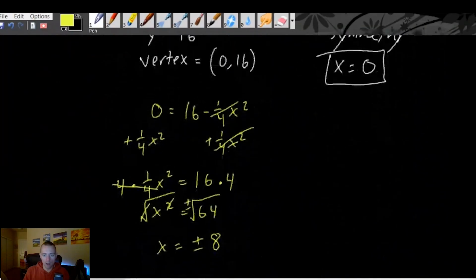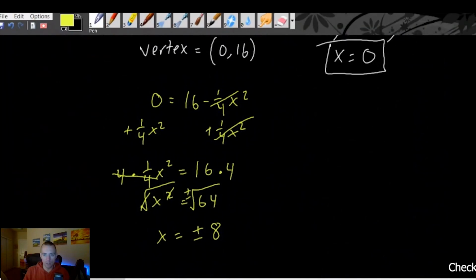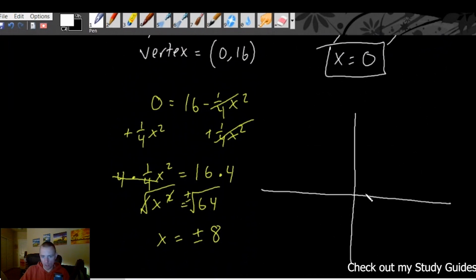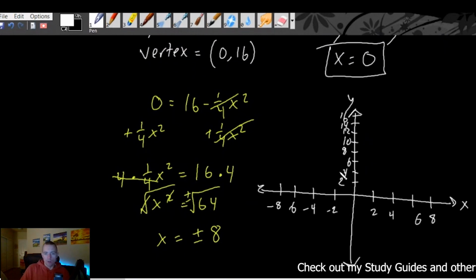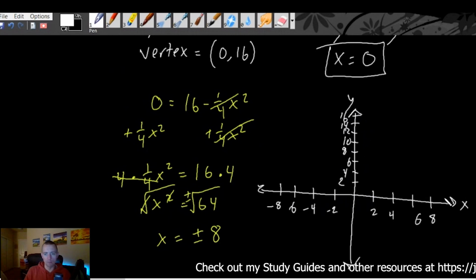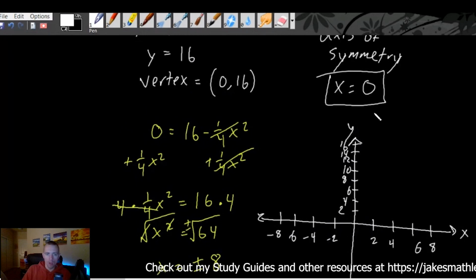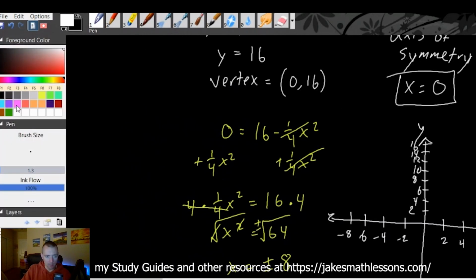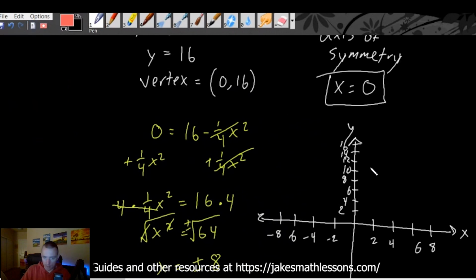Then we have to sketch a graph. So we're not quite done yet. We do have to sketch a graph. Okay, so to do this, we have a few different pieces of information here. Okay, so I've labeled my axes counting by 2s. Basically, we know that we have a vertex at 0, 16. So that's generally the easiest place to start, is just by graphing the vertex of your quadratic. So that's at x equals 0 up to y equals 16.